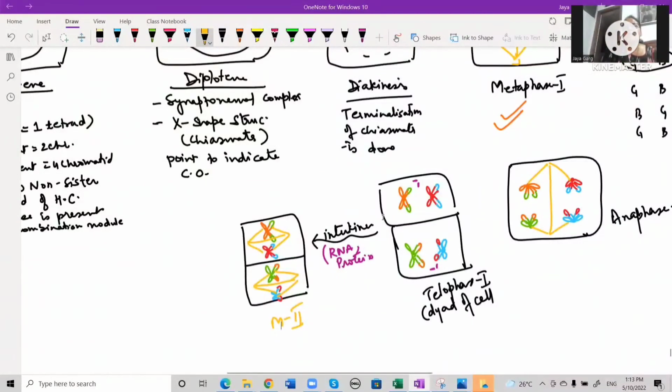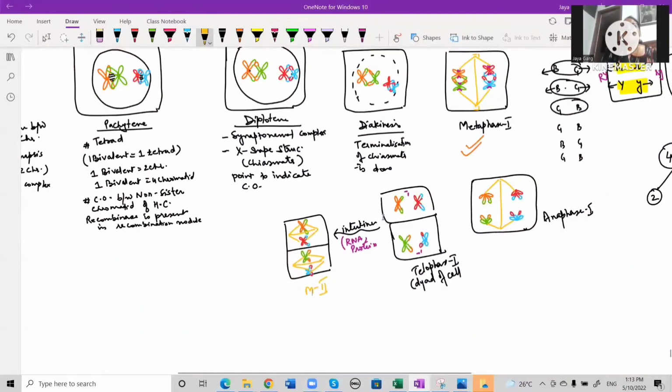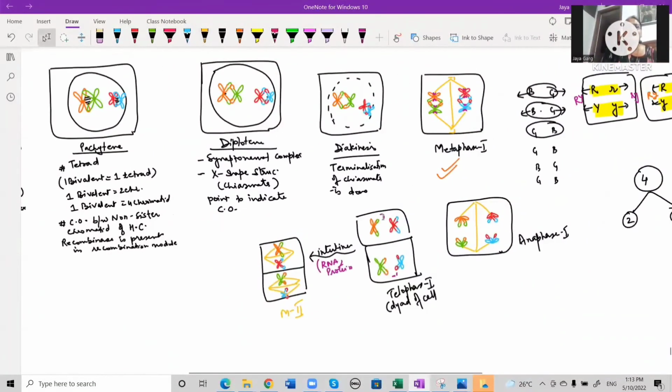Now in this diagram, tell me one thing. Till now, how many spindle apparatus have I made? I think I have made 3 spindle apparatus. Check my diagram carefully. One I made here, second and third. So one meiosis uses how many spindle apparatus? 3. Again, your numerical question. One meiosis uses 3 spindle apparatus.